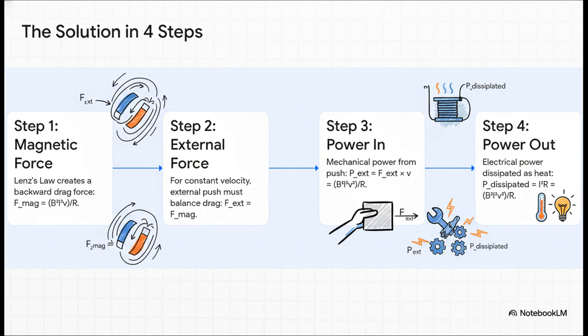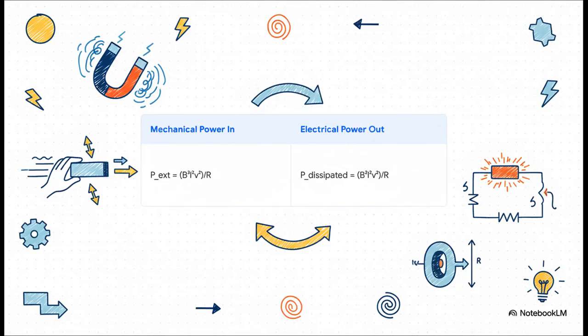So let's just walk through the logic. First, the rod moves through the magnetic field, which creates a voltage. That's our motional EMF. That voltage drives a current. Now, because there's a current, Lenz's law creates a magnetic drag force pulling it backward. Step 2. To keep it moving at a constant speed, your push forward has to perfectly cancel out that magnetic drag. Step 3. We can calculate the mechanical power you're putting in. That's just your force times the velocity. And for the final step, we calculate the electrical power being lost as heat in the resistor, using I squared R. And what do you find?